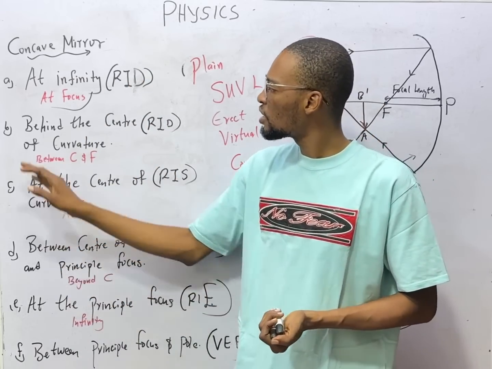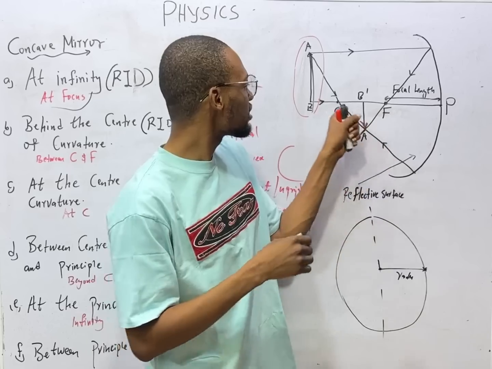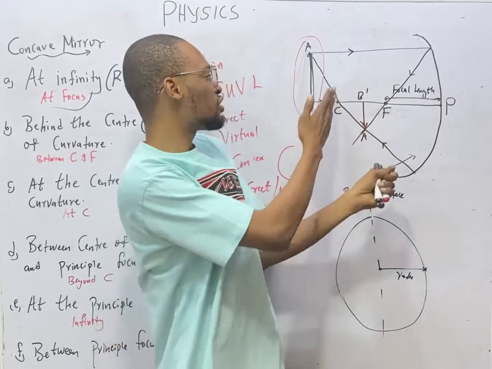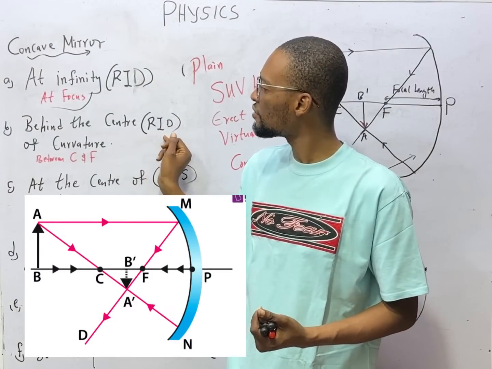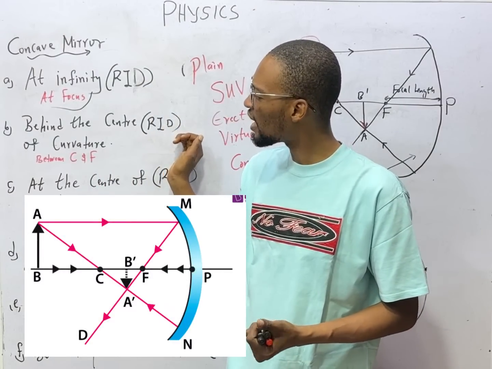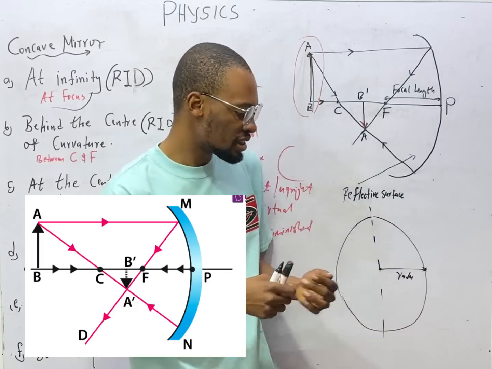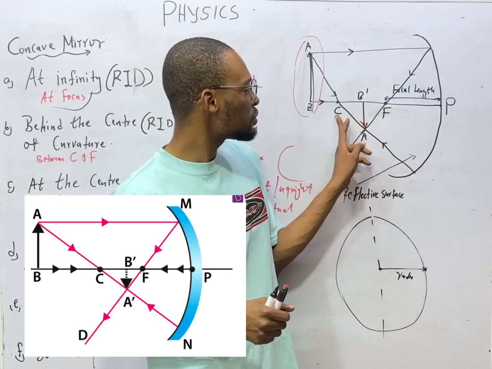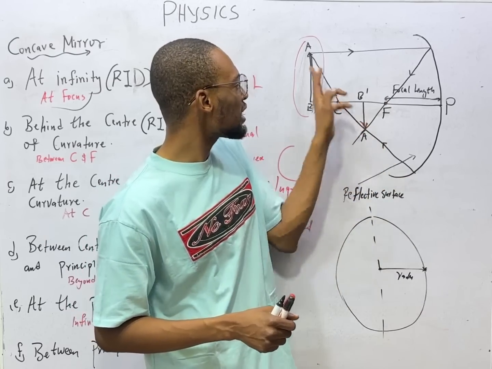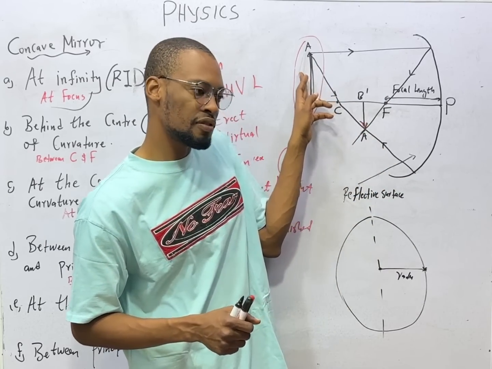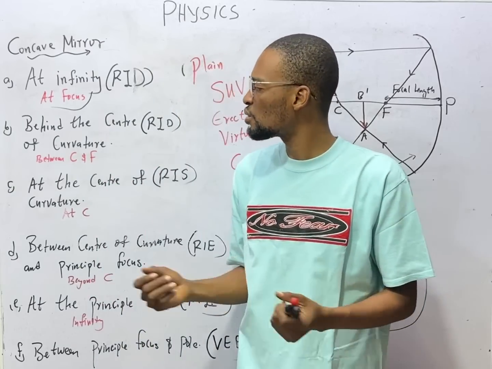Now, what about when you place an object behind the center of curvature? Like in this case, this is the center of curvature, and the object is behind it. The image that is formed will be real, inverted, and diminished. However, this image will be formed between the center of curvature and the focus. As you can see here, it is inverted and smaller than the object itself. That is what we call diminished.